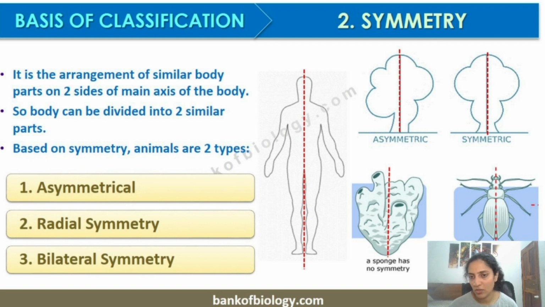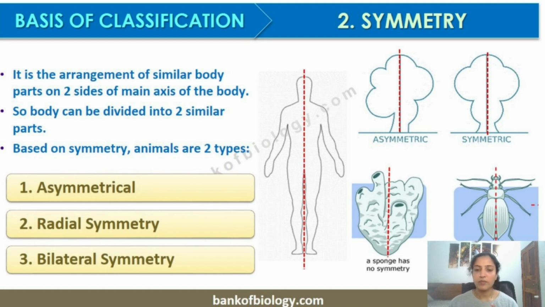Moving on to the second basis of classification, this is another means by which we classify the organisms. This is actually the arrangement of similar body parts on two sides. If you try to separate a body along a particular axis into two equal halves, that will give you a bilateral symmetry. The best example is us. You just try to divide your body into two halves. You will have a left hand side and a right hand side, and you will get equal halves of your body when you cut through a specific main axis. That is what you call bilateral symmetry.